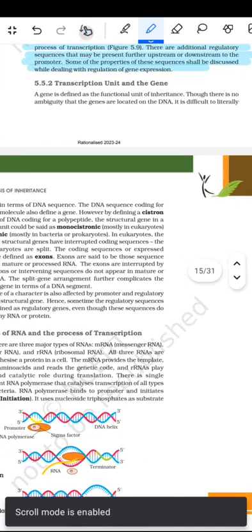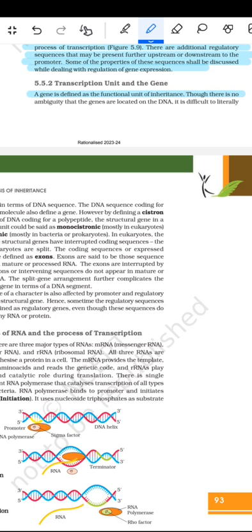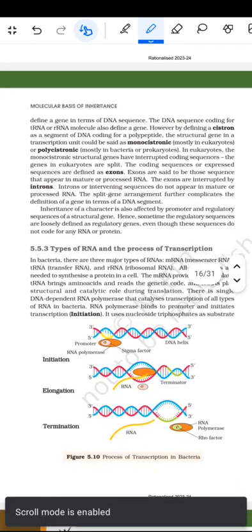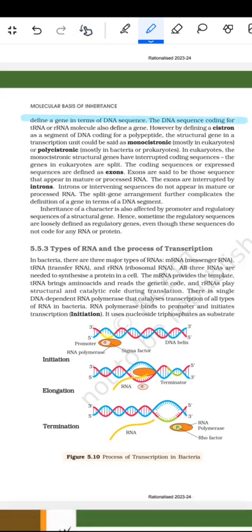इसके बाद फिर आता है ट्रांसक्रिप्शन यूनिट एंड द जीन। A gene is defined as the functional unit of inheritance. Though there is no ambiguity that the genes are located in DNA, it is difficult to literally define a gene in terms of the DNA sequence. The DNA sequence coding for the tRNA or the rRNA molecule also defines a gene.